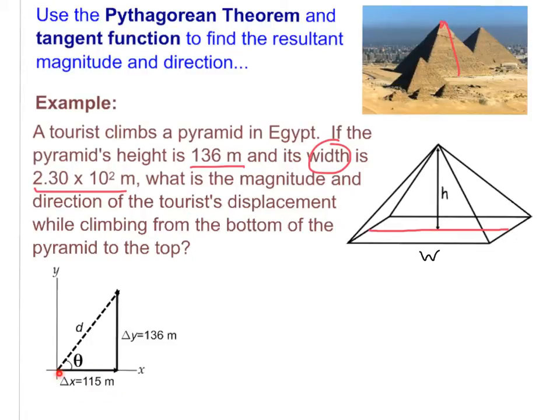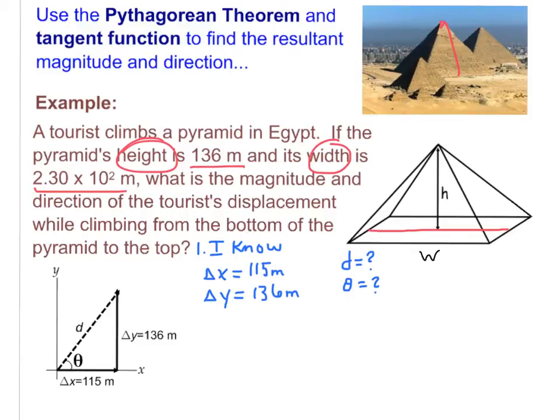So I went ahead and wrote that over there. I know delta x is 115 meters. I know my delta y is just this height right here, and I'm told in the problem that its height is 136 meters. So I wrote that right here. The delta y is 136 meters. So I know this term and I know this term.